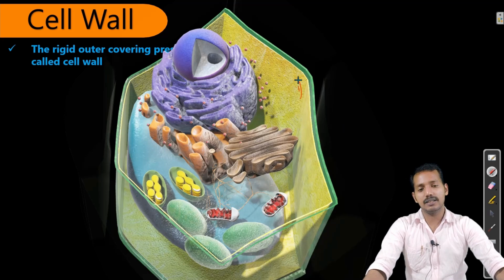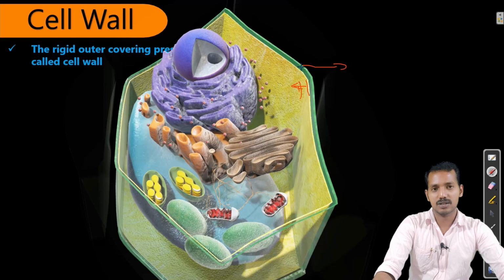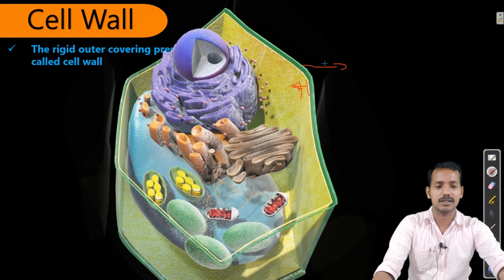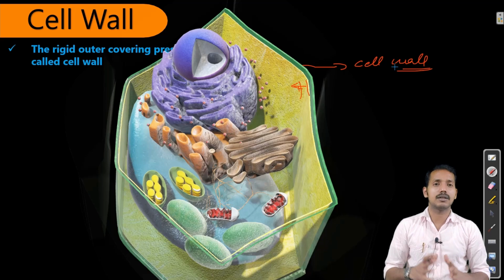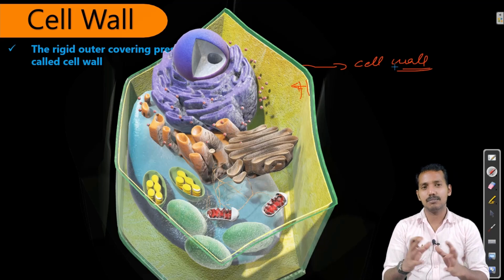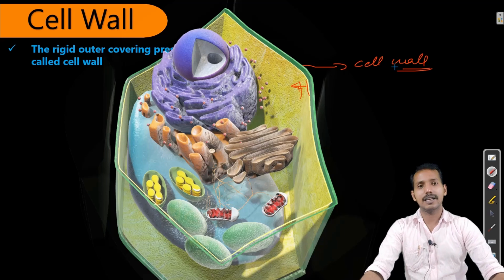This yellowish layer, the first inner layer, is actually the plasma membrane, as we have discussed. On the plasma membrane, there is a rigid green layer. You can see, actually it is not necessary to be green, this is just a structure only. That rigid layer is called the cell wall. This is only present in plants as well as in some bacteria, for supporting the cell.